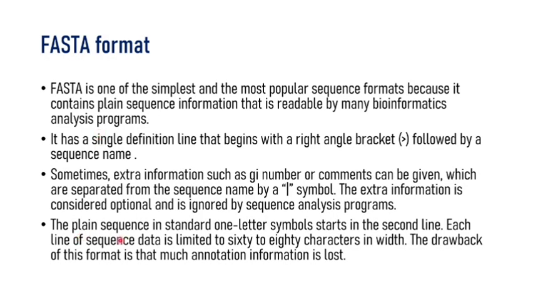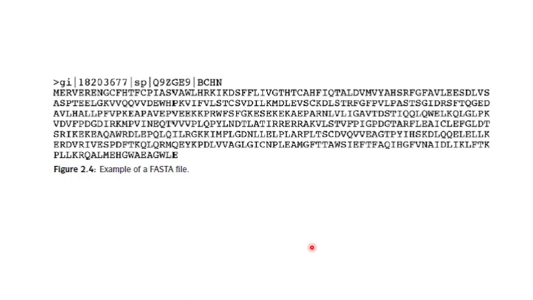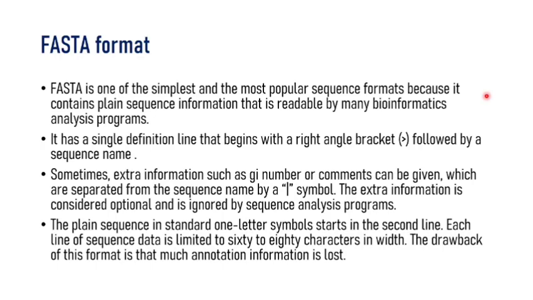And the plain sequence is in the standard one letter symbols, so the sequence starts in the second line. The first line will be the title line, and in the second line the sequence will begin. Each line of sequence data is limited to 60 to 80 characters. One line contains 60 to 80 characters of nucleotides or amino acids, which can be seen here.